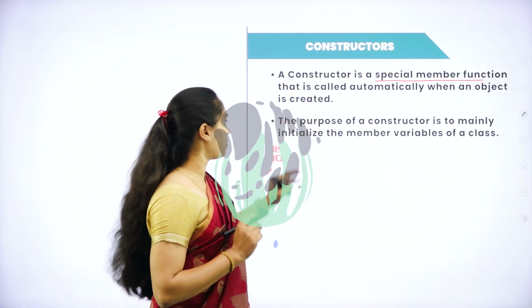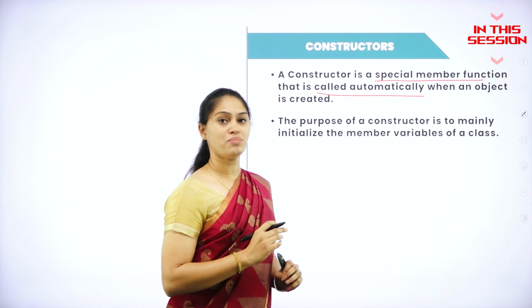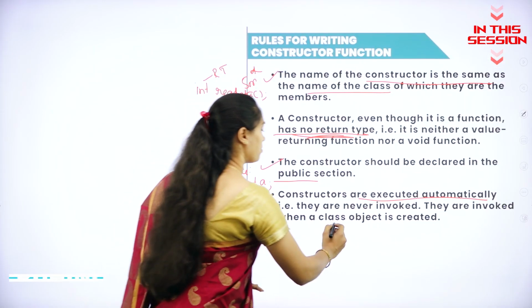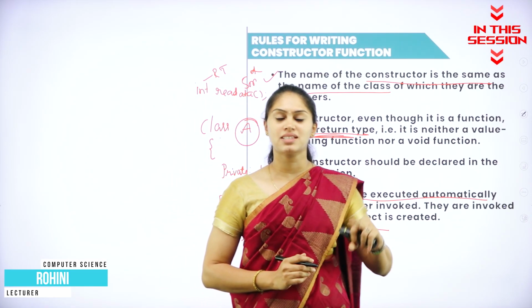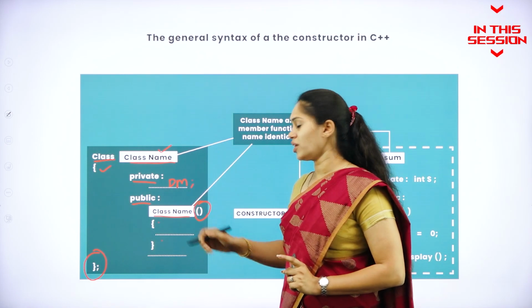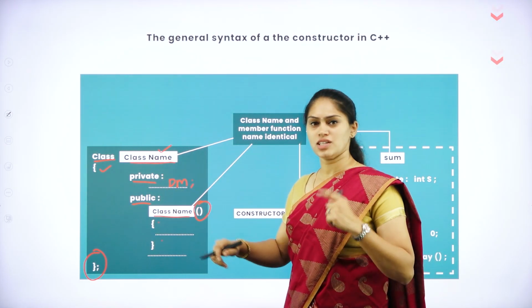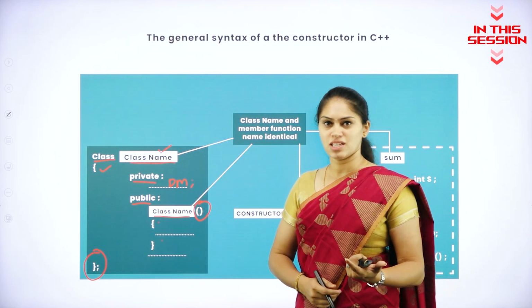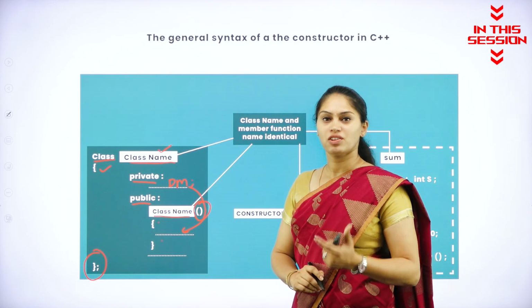Constructor is a special member function here, and it will be called automatically when an object is created. So when I am creating a class object for a particular class, at that time this constructor is going to be invoked. So whatever data members I declare in the private section, or under whichever access specifier, will be initialized in the constructor function.